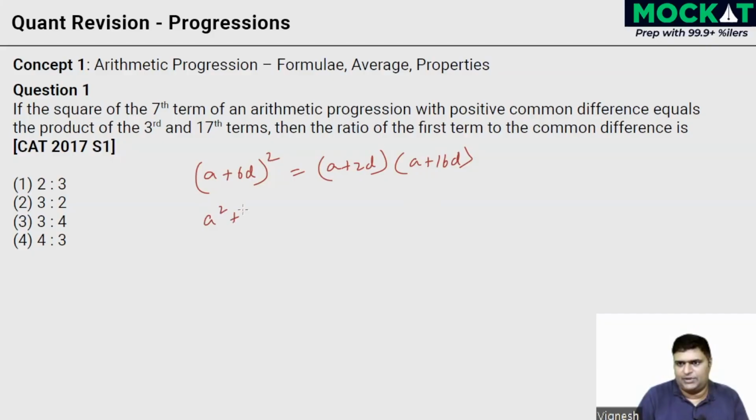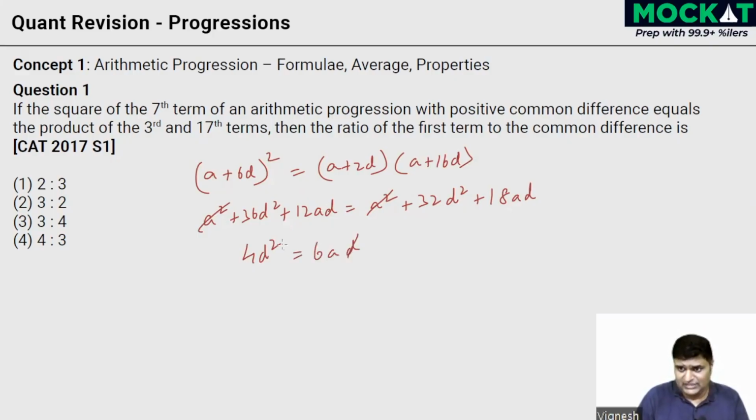Just expand this. A square plus 36D square plus 2 into 6 is 12AD equals A square plus 2D into 16D is going to give us 32D square, plus 2AD plus 16AD is 18AD, and A square is cancelled. 4D square we get here. If we move this 12AD there, we get 6AD, D is cancelled. Ratio of first term to common difference, A by D, is 4 by 6, which is 2 by 3, 2 is to 3. Option 1 becomes the answer.